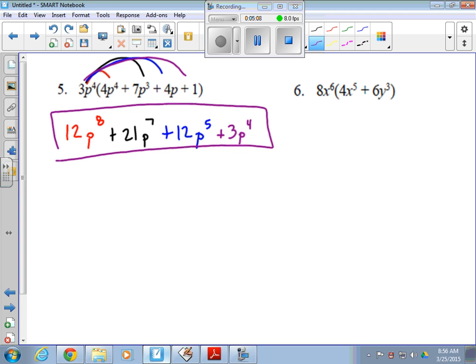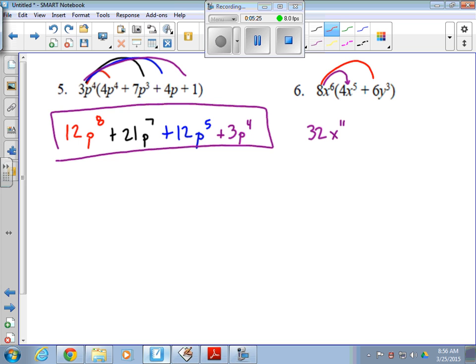8x to the sixth times 4x to the fifth plus 6y to the third. 8x to the sixth times 4x to the fifth. 8 times 4 is 32. X to the sixth times x to the fifth. You add 6 and 5, and you get 32x to the 11th.